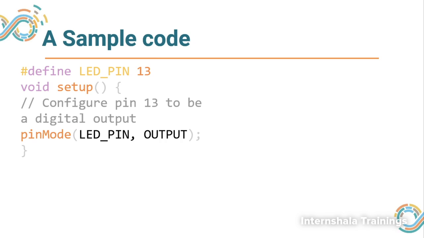So what are we setting up? We are simply saying that pin mode of LED underscore pin is output. What is pin mode here? We are going to discuss all of them in the future videos, but if you try to understand, we are saying that we are setting the mode for a pin whose location is 13 as output pin. So this is what we are doing. We are configuring our pin number 13 to be a digital output pin. Next, we will go to the loop function.